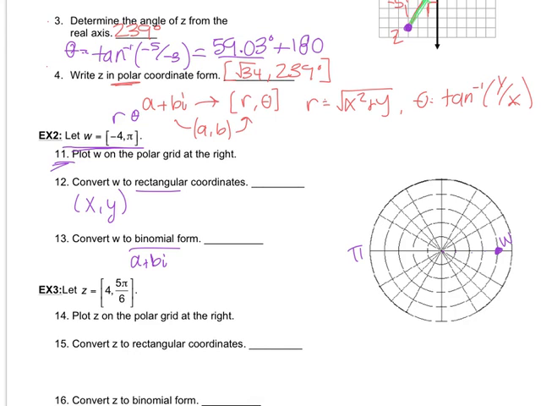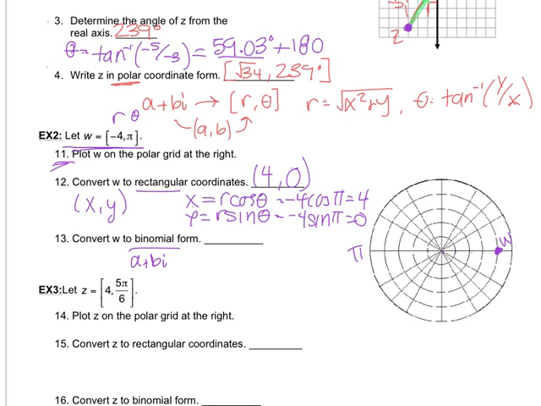So we're going to convert that to binomial form. We hopefully by now know that the x-coordinate of a polar coordinate pair is r cosine theta, which is -4 times the cosine of pi. The cosine of pi is -1, and I multiply that by -4 to get +4. The y-coordinate is r times the sine of theta, which is -4 times the sine of pi. The sine of pi is 0, so -4 times 0 is 0.